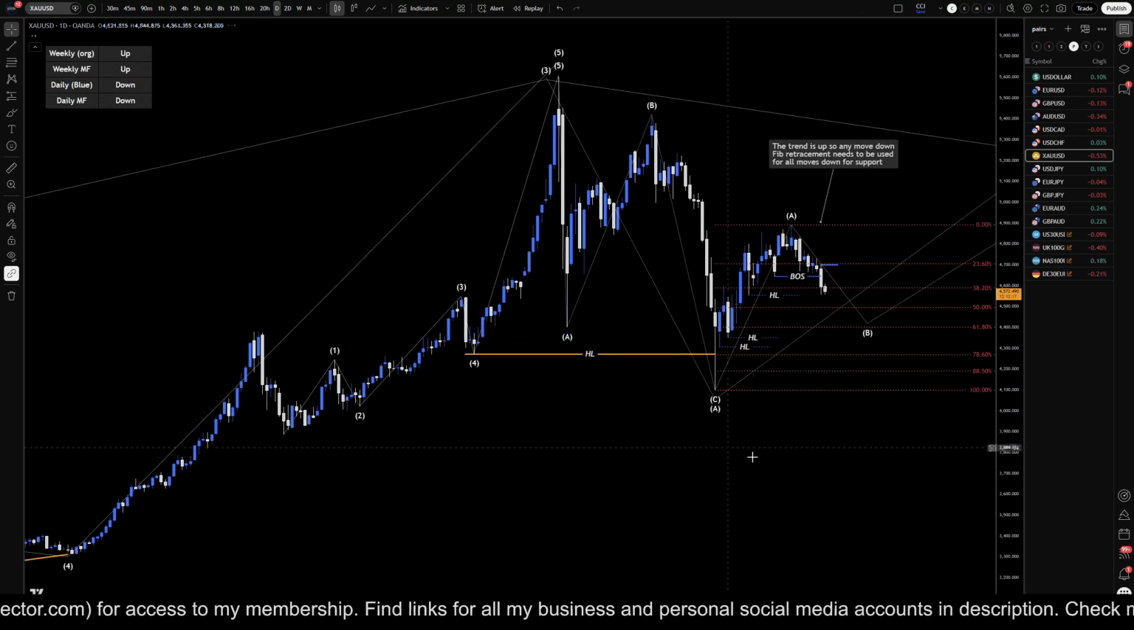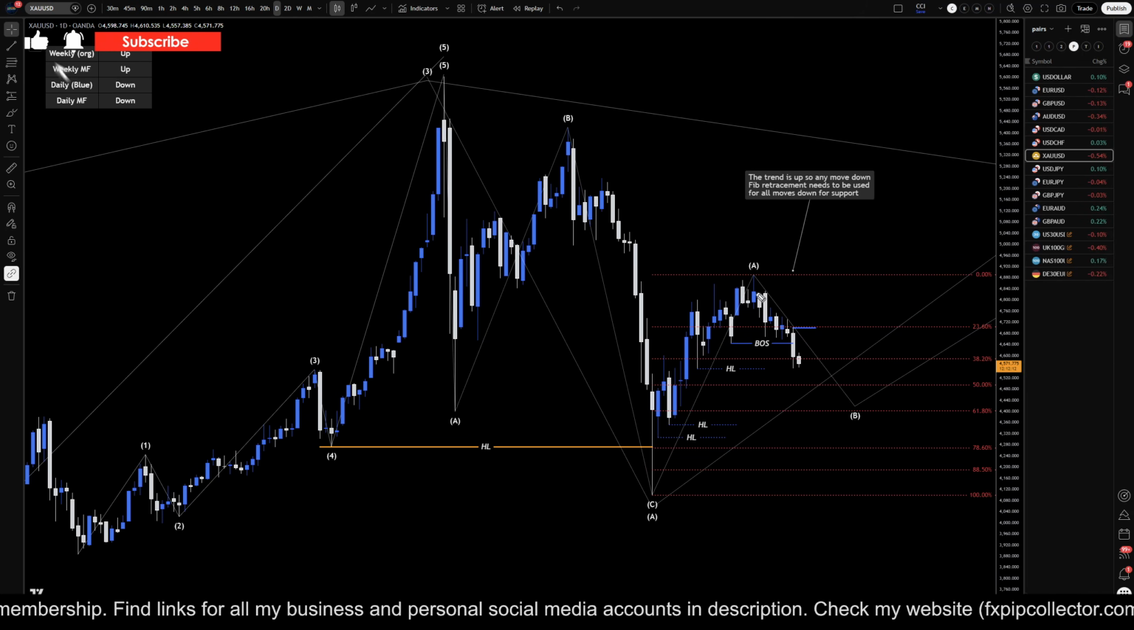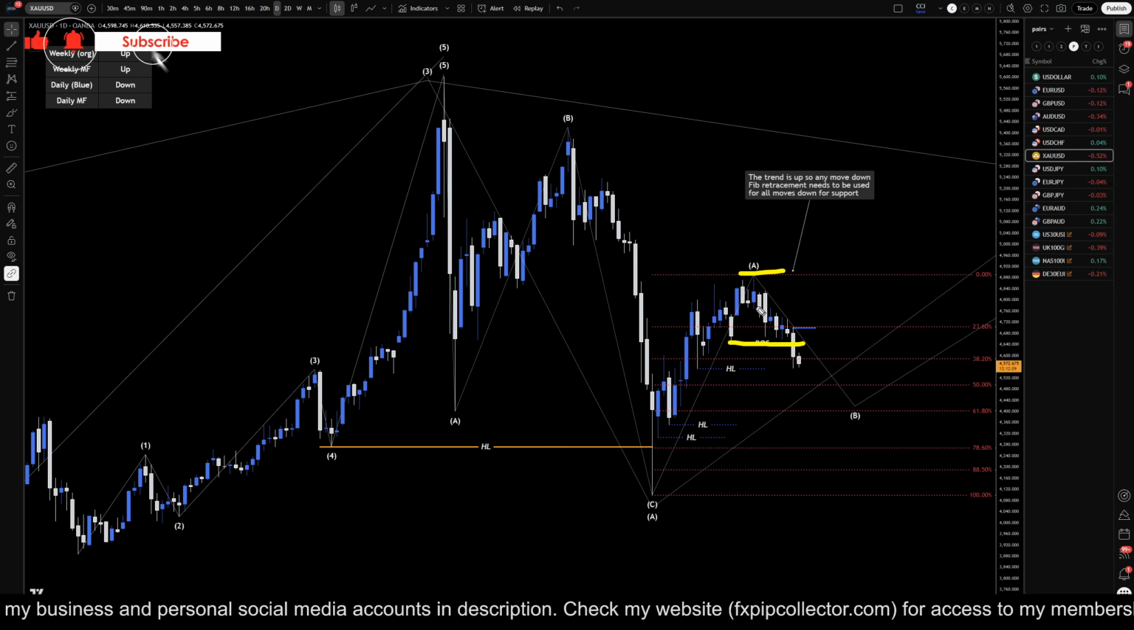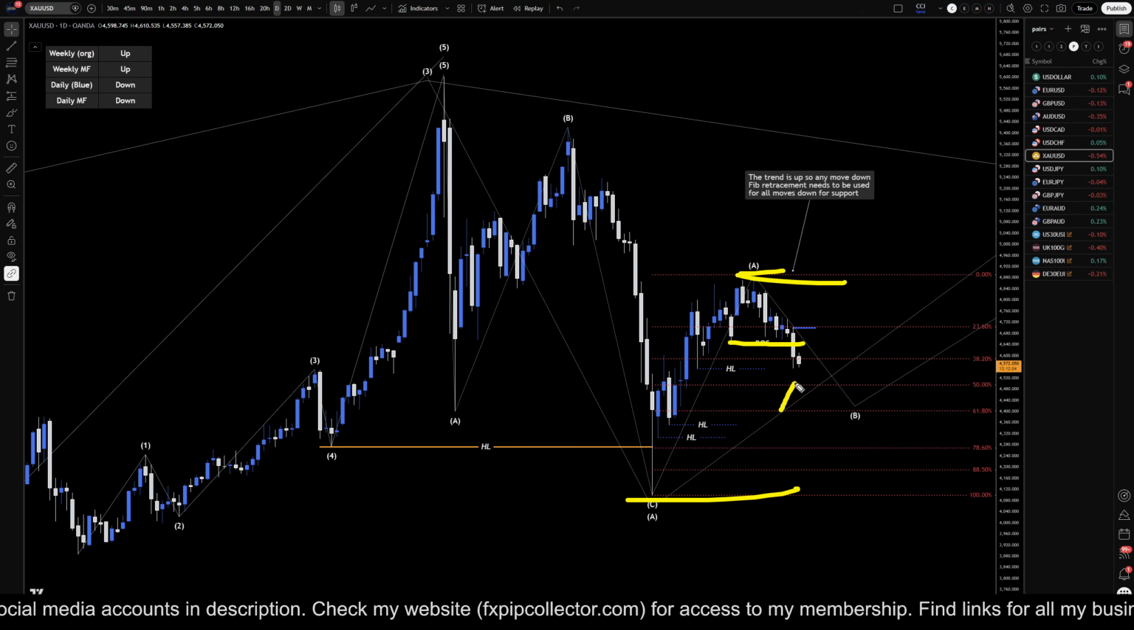Moving on to gold, back down to the daily time frame, that is. I still think that gold is in an ABC on this time frame. We broke structure to the downside, so now we put our Fibonacci retracement on this whole move right here. I think that we're in the A of B at some point. It doesn't have to be now.